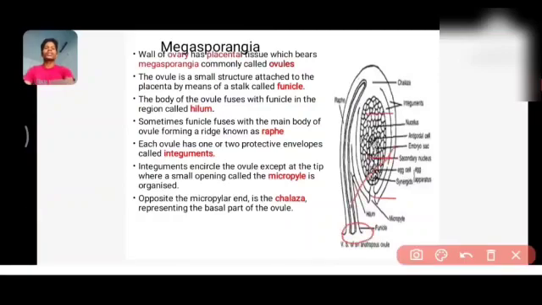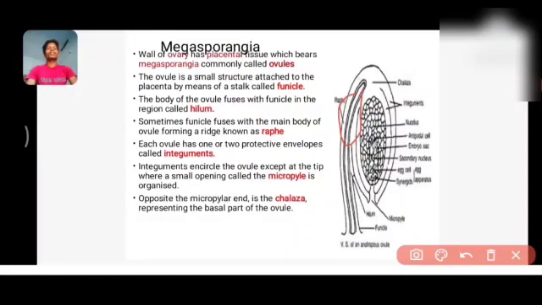Here we are seeing this is the part of the raphe. Sometimes the funicle fuses with the main body of the ovule, forming a ridge known as the raphe. Each ovule has one or two protective envelopes called integuments.